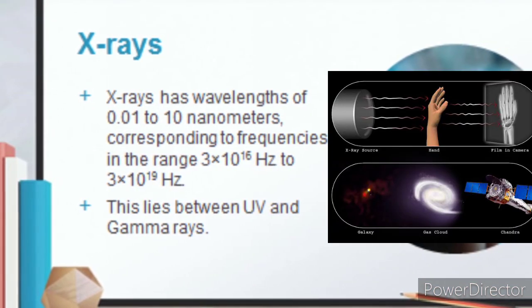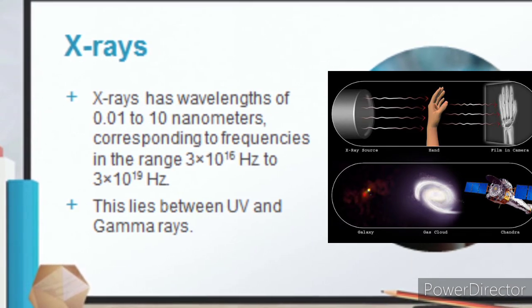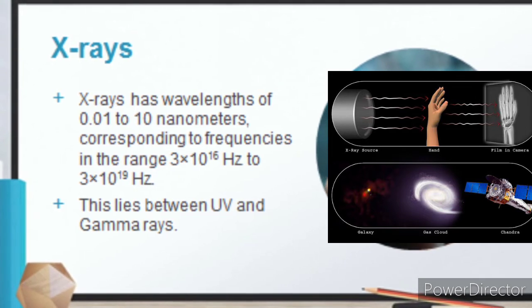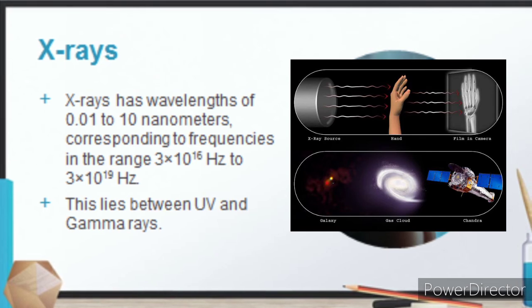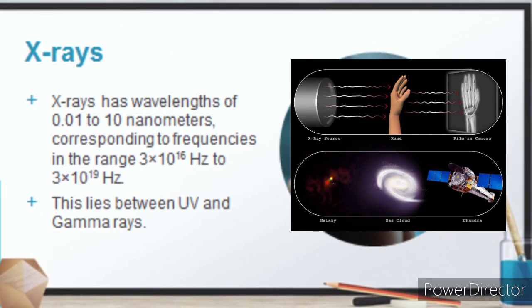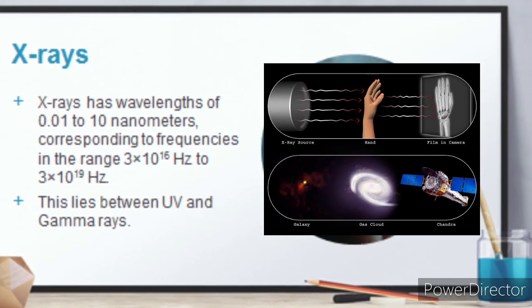X-rays has wavelengths of 0.01 to 10 nanometers, corresponding to frequencies in the range of 3 times 10 raised to 16 Hz to 3 times 10 raised to 19 Hz. This lies between the UV rays and gamma rays in EM spectrum. X-ray is useful in checking for fractures or broken bones and spotting pneumonia and other medical uses.